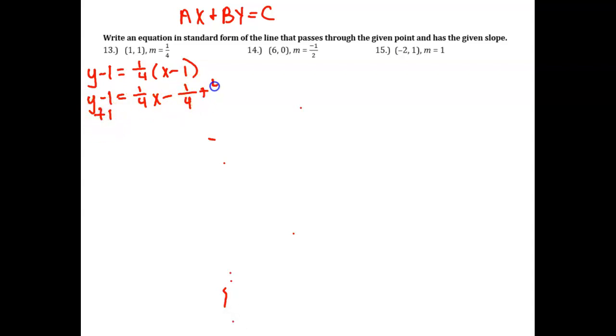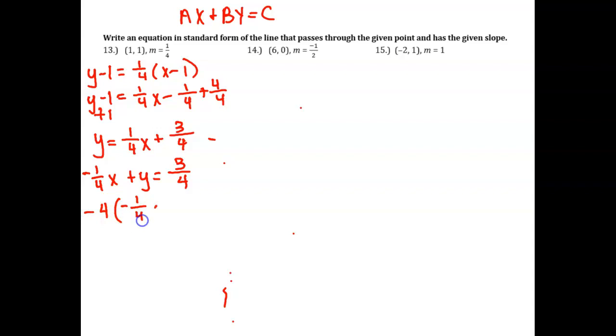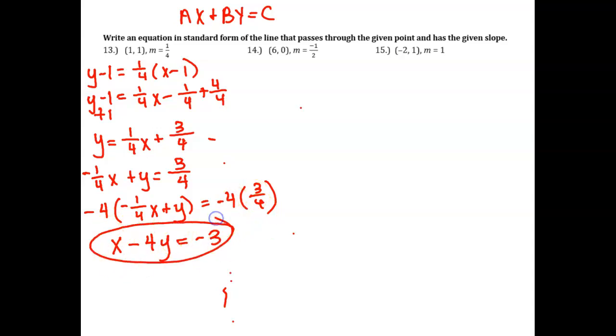When we add 1, we're actually adding 4/4. So this would become y is equal to 1/4 x plus 3/4. Now I'm going to subtract 1/4 x from both sides. So I get negative 1/4 x plus y equals 3/4. And I want to get rid of my fractions and the negative, so I am going to multiply both sides by negative 4. So negative 4 times negative 1/4 x plus 4y is equal to negative 4 times 3/4. So in final form, we're going to get x minus 4y is equal to negative 12/4, which is negative 3. All right, you can try 14.